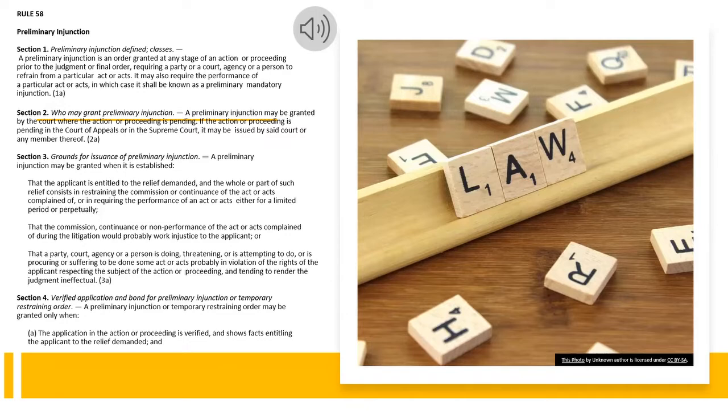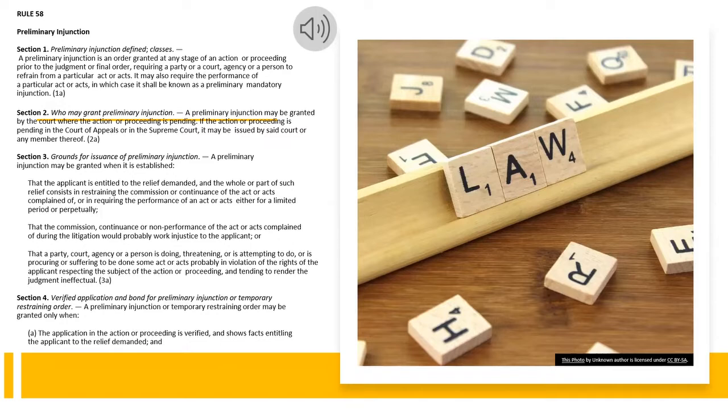2a. Section 3. Grounds for issuance of preliminary injunction. A preliminary injunction may be granted when it is established that the applicant is entitled to the relief demanded, and the whole or part of such relief consists in restraining the commission or continuance of the act or acts complained of, or in requiring the performance of an act or acts either for a limited period or perpetually.